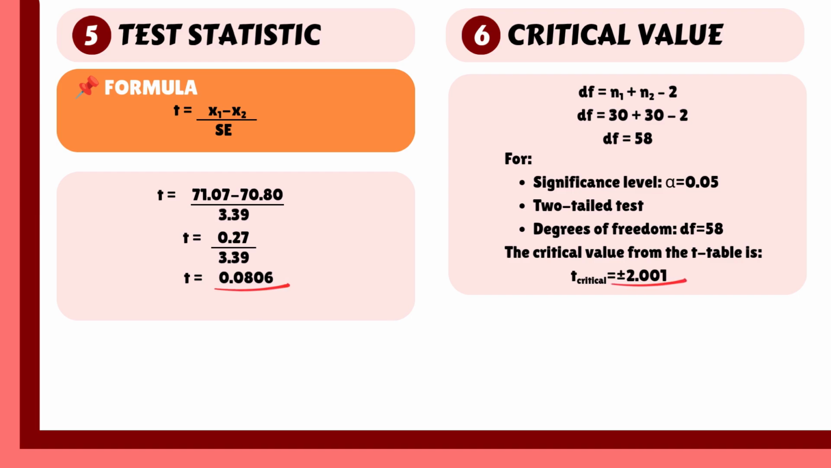Next step is to determine the critical value. The degrees of freedom are calculated as the sample size of dataset A plus dataset B minus 2, so we get 58 degrees of freedom. Using the t-distribution table for alpha 0.05 and 58 degrees of freedom, the critical value is 2.001. Any calculated t-value beyond 2.001 would indicate a statistically significant difference between the two means.